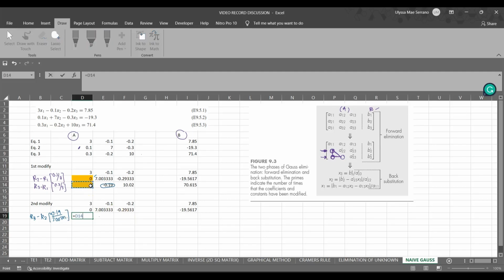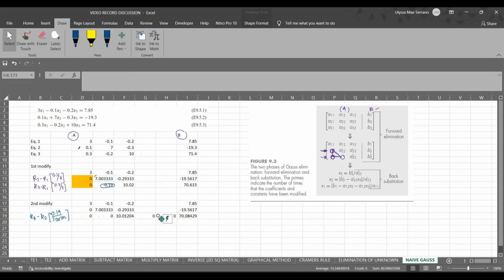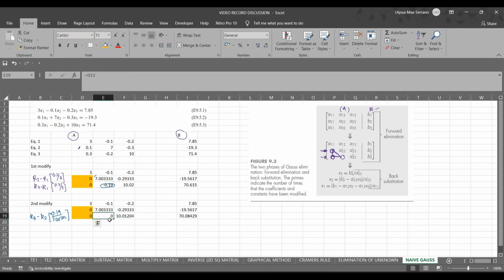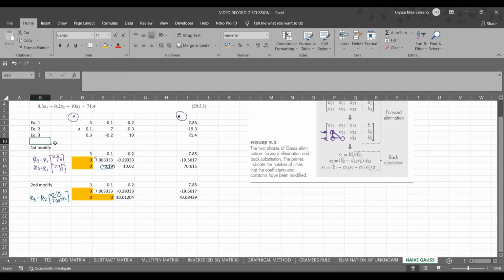So, row 3 minus row 2 multiplied by 0.19 divided by 7.003. Using the dollar sign to avoid changes, we copy the values. Now, we're able to make the lower triangle of our matrix 0 values. This is what we call forward elimination.